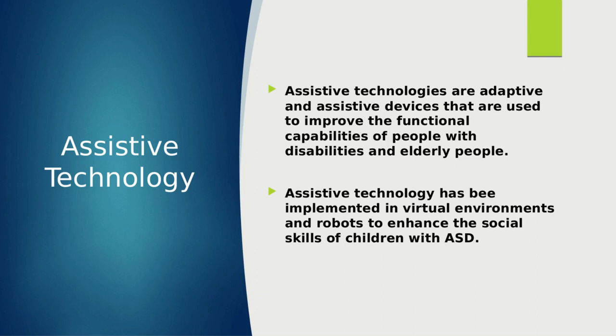Assistive technologies are an alternative means to overcome the limitation and the cost of traditional social skill training programs. Assistive technologies are adaptive and assistive devices that are used to improve the functional capabilities of people with disability and elderly people. Children with ASD cope well with rule-based and predictable systems, so assistive technology became a promising solution for training their social skills. Assistive technology has been implemented in virtual environments and social robots to enhance the social skills of children with ASD.